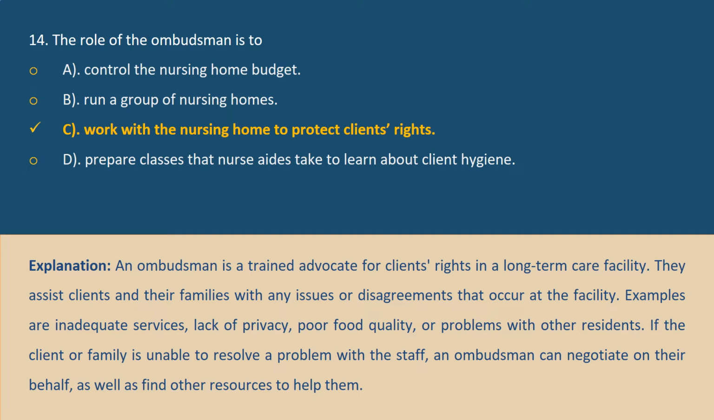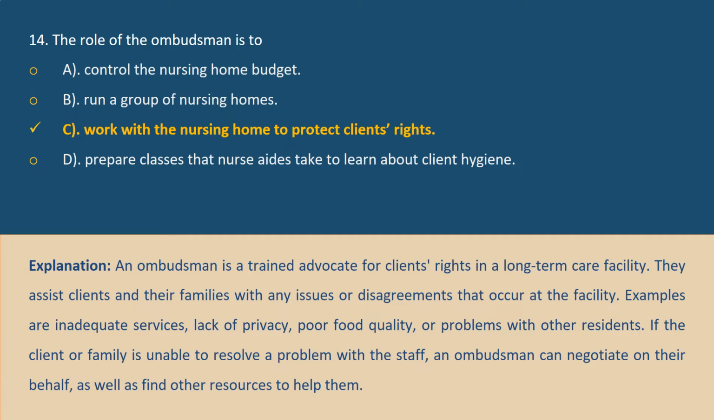Answer C. Work with the nursing home to protect clients' rights. Explanation. An ombudsman is a trained advocate for clients' rights in a long-term care facility. They assist clients and their families with any issues or disagreements that occur at the facility. Examples are inadequate services, lack of privacy, poor food quality, or problems with other residents.